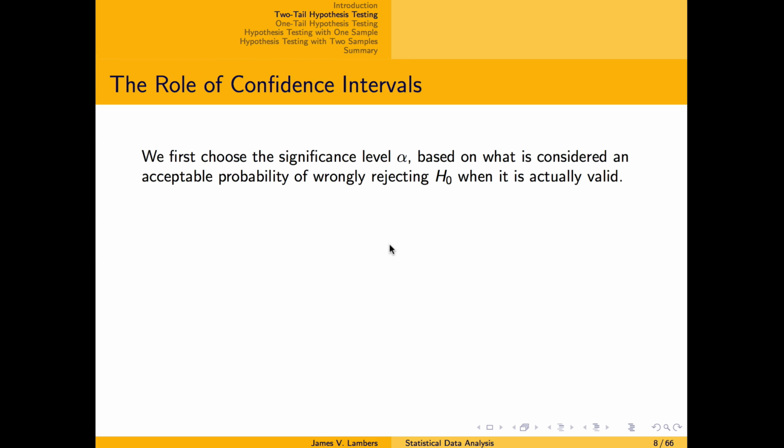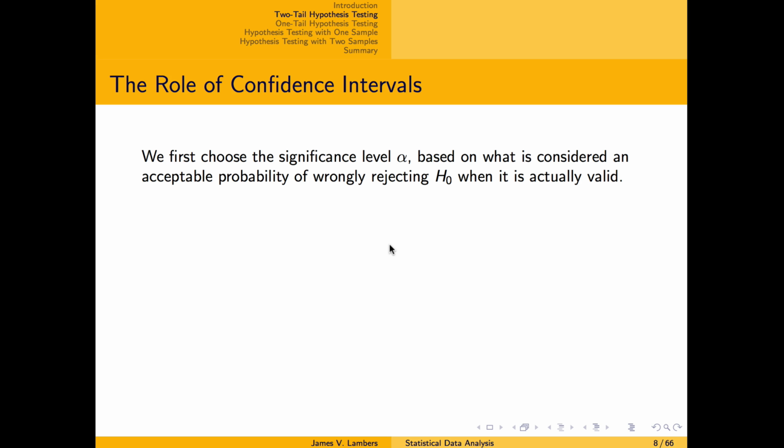To obtain our rejection region for H0, we first choose a level of significance alpha, as we did when constructing confidence intervals. In the context of hypothesis testing, alpha takes on an additional meaning. It is the probability that H0 will be rejected even though it is valid, which of course we want to avoid, so this probability should be chosen to be small. However, there is a trade-off.